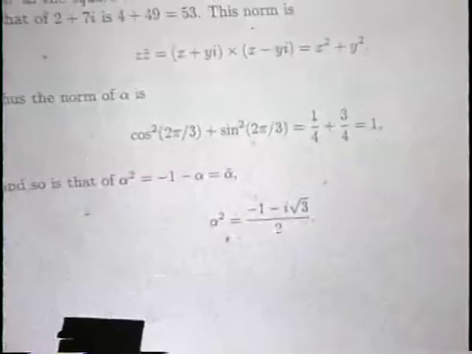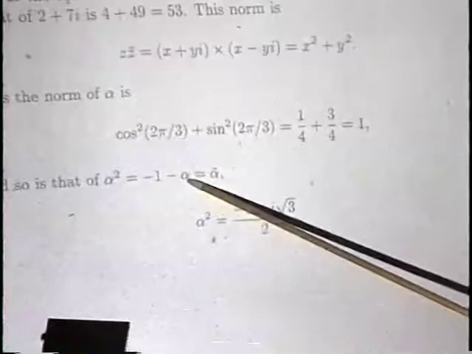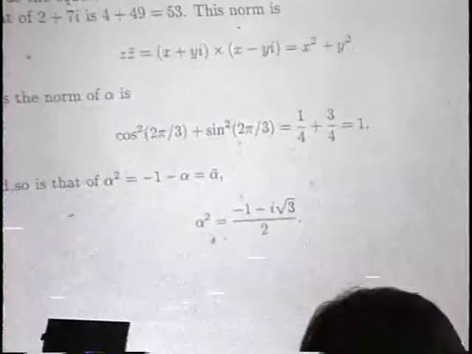So the norm of alpha itself, where alpha was cosine 2 pi over 3 plus i sine 2 pi over 3, and we discovered that the cosine was 1 half, so its square is 1/4. The sine was square root of 3 over 2, so its square is 3/4. So the norm of alpha itself is 1. And so is that of alpha bar, because to get alpha bar, which is minus 1 minus alpha, what we do is just change the sign. And there's one other thing I had here that I wanted to show you.